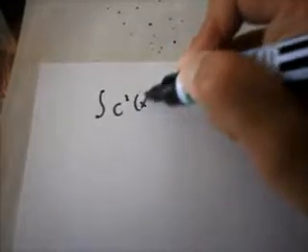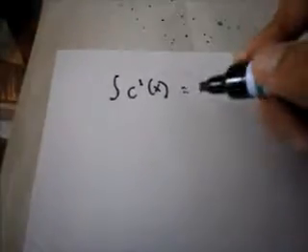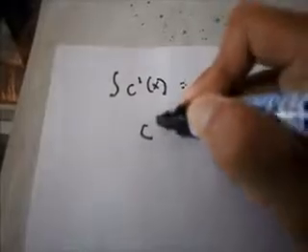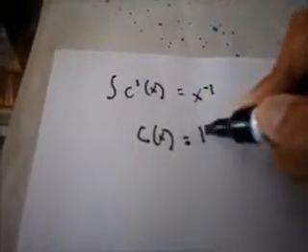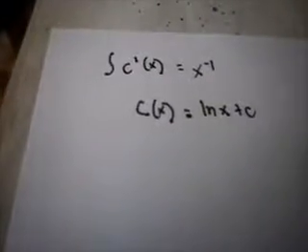And in order to get c of x, we need to integrate c prime of x, which is equal to x to the negative 1. And we get c of x now is ln of x plus c. So that is our c of x.